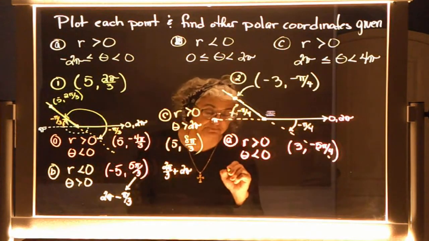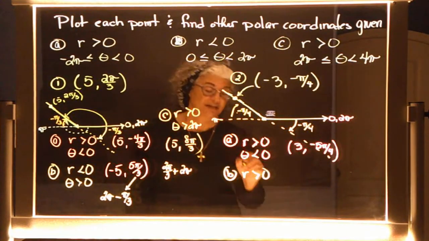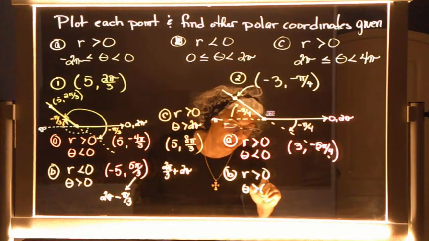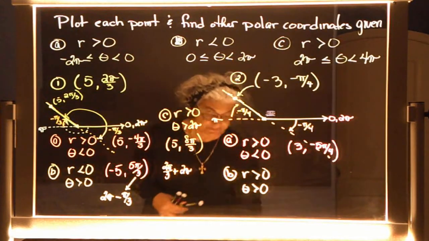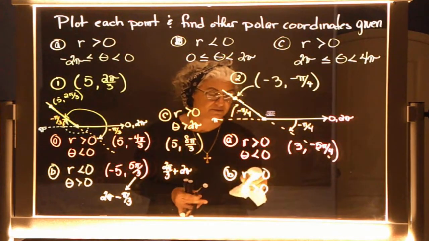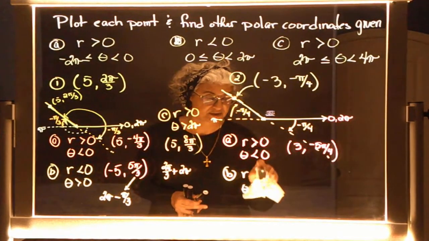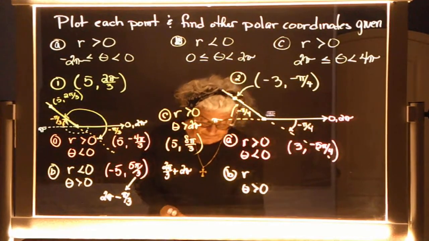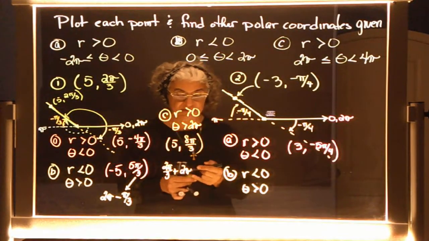Part B. The radius is positive and the angle is positive. So both of them are positive. Oops, I'm sorry. The radius is negative. Good thing I took a second look there, right? Okay, so the radius is negative, and then theta is positive.